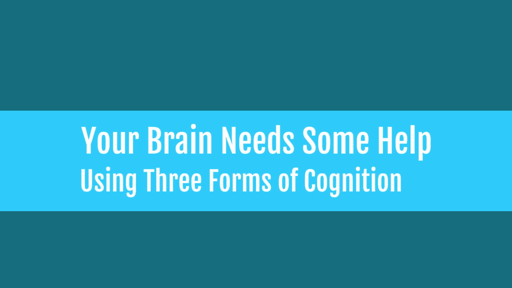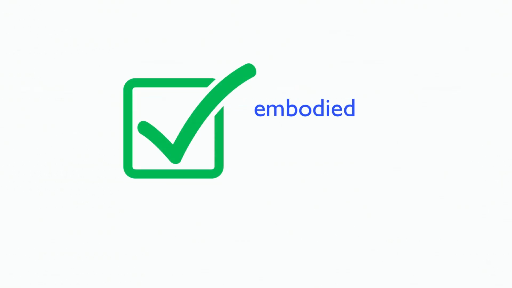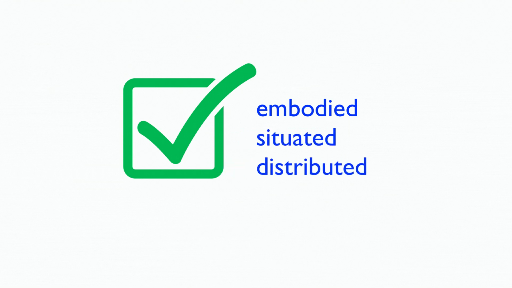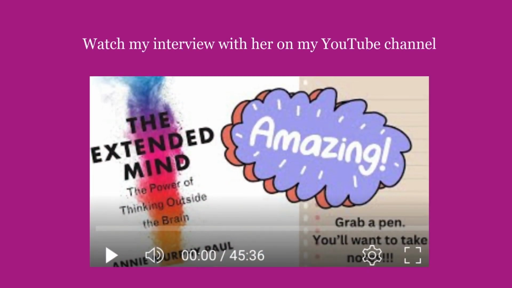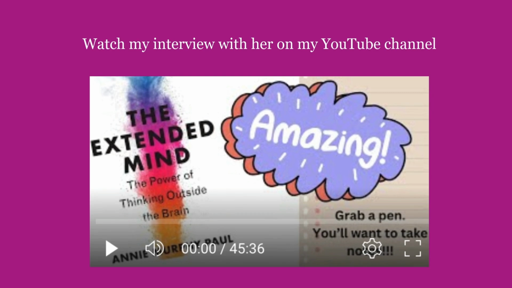Your brain needs some help. Use 3 forms of cognition. Utilizing 3 forms of cognition, including embodied, situated, and distributed, is an effective way to reduce cognitive load, increase cognitive flexibility, and strengthen resilience. The book, The Extended Mind, The Power of Thinking Outside the Brain, written by Annie Murphy Paul, is one of the most forward-thinking books to come onto the education scene.